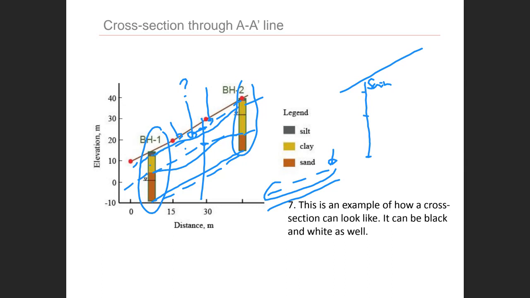This means that you assume that this point is the end of the sand, but that's not correct. This is just the end of the borehole. If we drill the borehole deeper, maybe the boundary is going to be here. So in this case, the lower boundary of the sand will be at this level, not here.